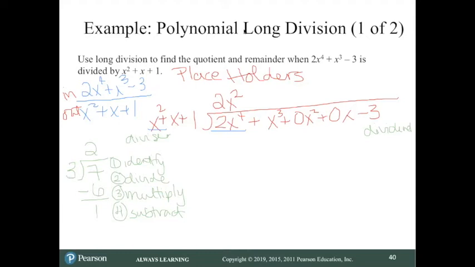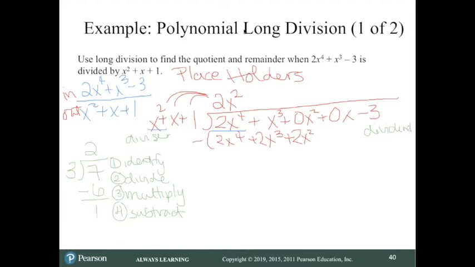So I identified, we divided, next we multiply. 2x squared times everything, right? We're distributing here. So that's 2x to the 4th plus 2x cubed plus 2x squared. And now we can see why those placeholders from earlier were important, because without that 0x squared, I wouldn't have my like terms lined up.